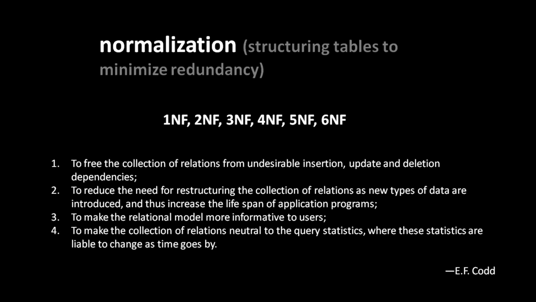Lastly, Codd says that normalization is also for the purpose of making the collection of relations neutral to the query statistics, where these statistics are liable to change as time goes by. That's a bit tricky to parse, but what he means first by the relations being neutral to the query statistics, he means that the database shouldn't make it unduly hard to write certain queries because of how the database is structured. And not only should those queries be harder for a human author to write, they shouldn't be especially more onerous for the database itself to execute.